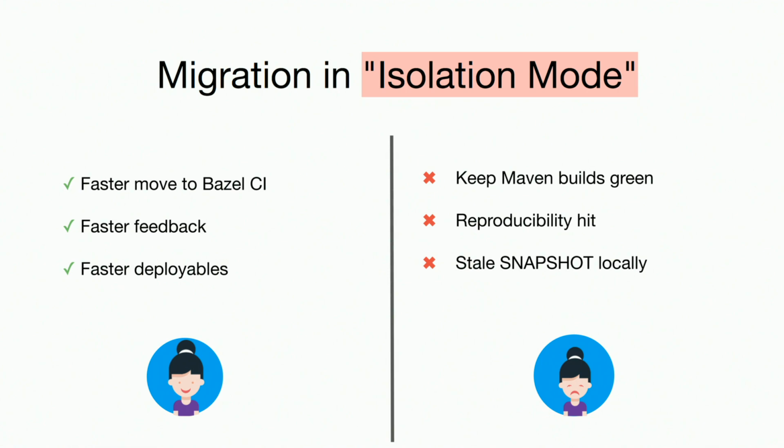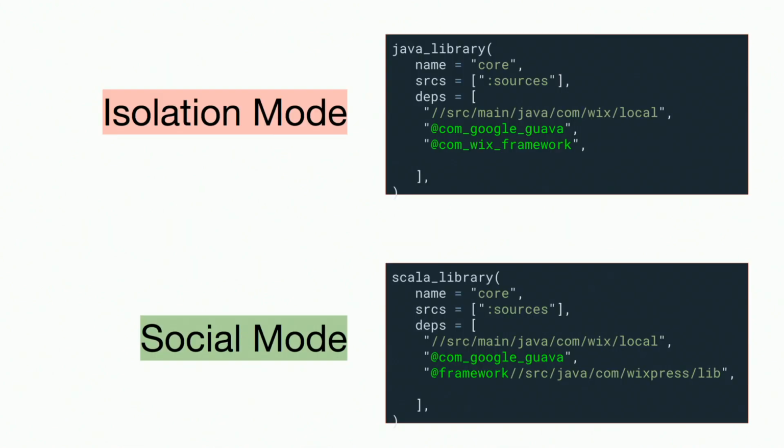We had to wait until all repositories would go through the migration in isolation mode, that is how we called it, before we could start dealing with all of those snapshot dependencies. We wanted to break the connection between our Bazel builds and our Maven builds. And this is basically what we wanted to happen. We wanted to take all of those second-party labels that map to snapshot dependencies and change them to external source dependencies, so this @framework / blah, blah, blah. We called it moving from isolation mode to social mode.